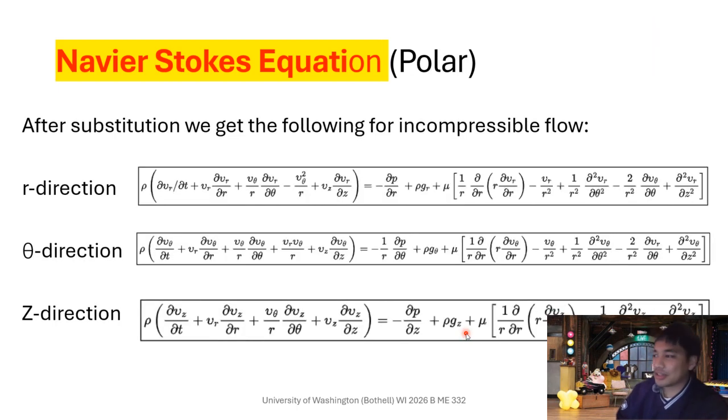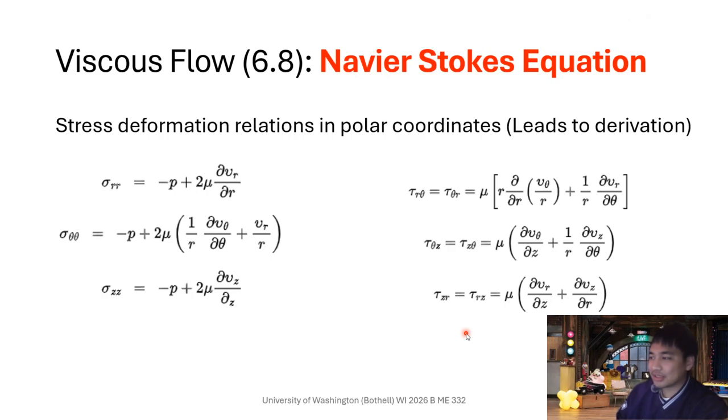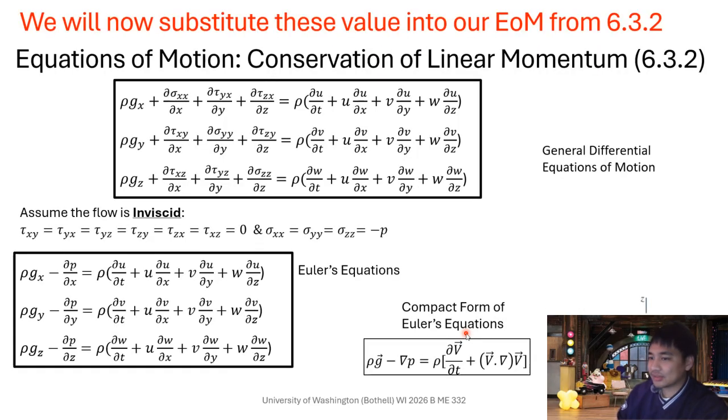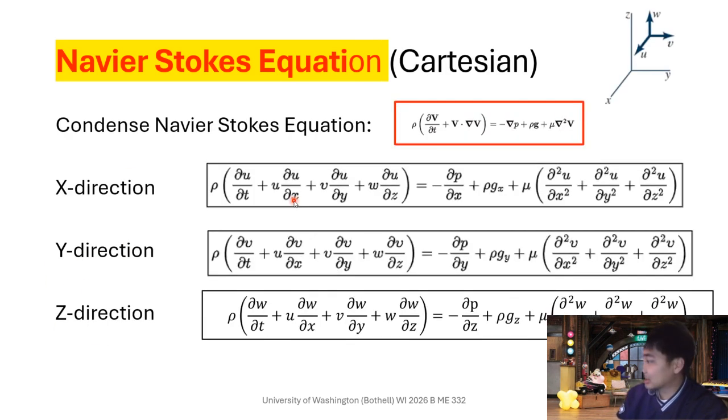Okay, Navier-Stokes equation in polar coordinates. So if you were to plug in these equations into these equations, you get this polar coordinate equation for Navier-Stokes. Okay, you have your r direction, theta direction, and your z direction, just your traditional polar coordinates. This is already all review because we went over this last lecture.